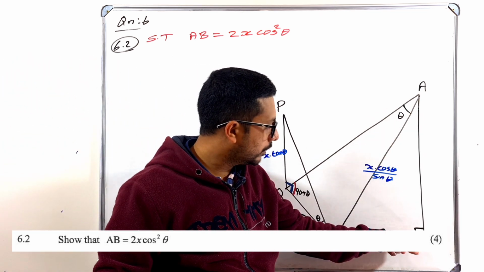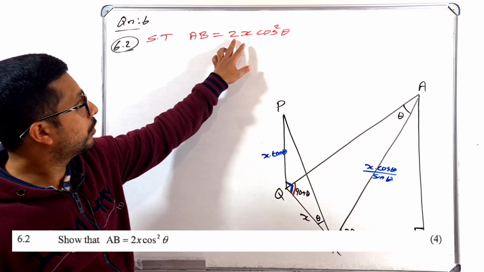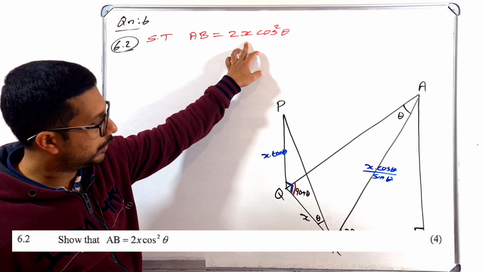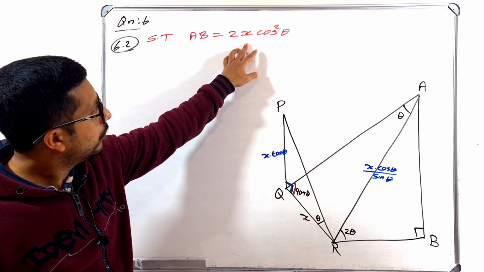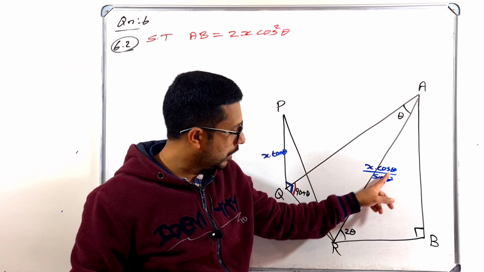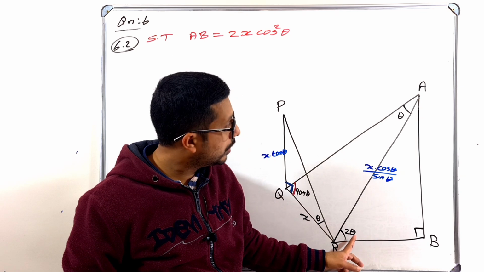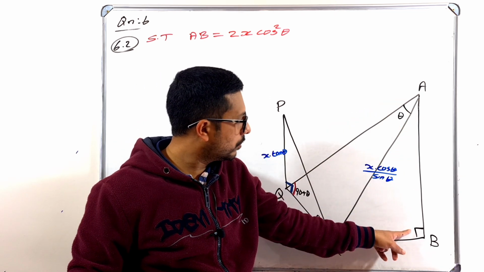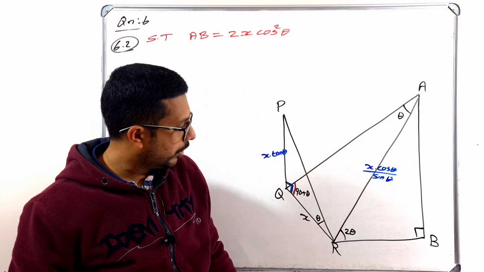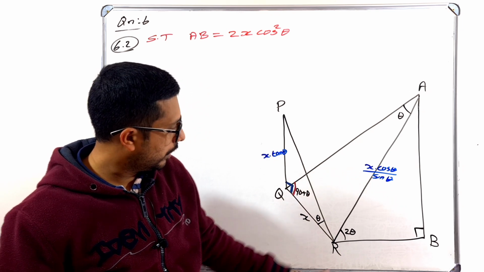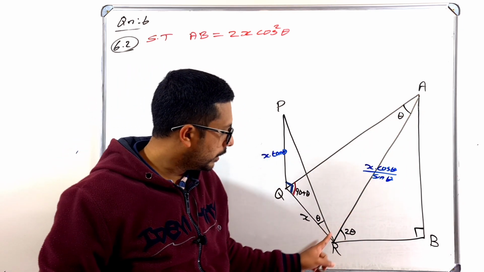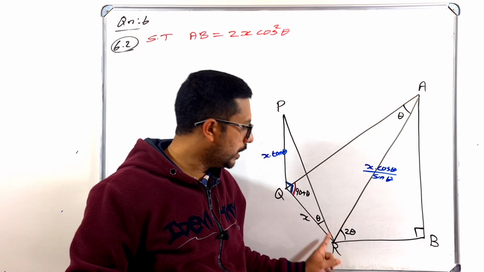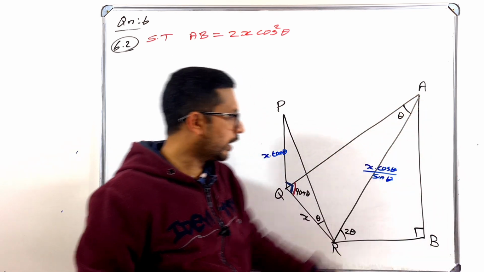AB is here. Okay, and what do you want to show? 2x cos square theta. So cos is here, 2 theta is here. So anyway, AB is this one. So which triangle can we take? Here, this triangle. Let's consider this triangle ABR. Okay, so let's try that one.